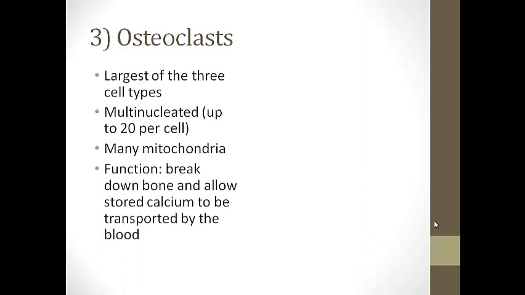The function of osteoclasts is to break down the bone and allow stored calcium to be transported by the blood. So if you remember earlier, we said one of the functions of the bone is to act as a storage site for calcium. Whenever the body needs calcium, it tends to break down the bone components and release the calcium into the blood. So this is a function of the osteoclasts.